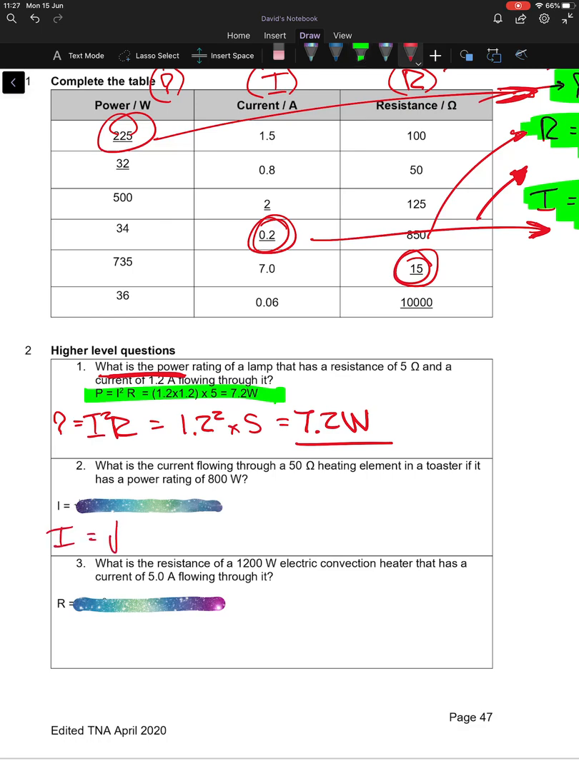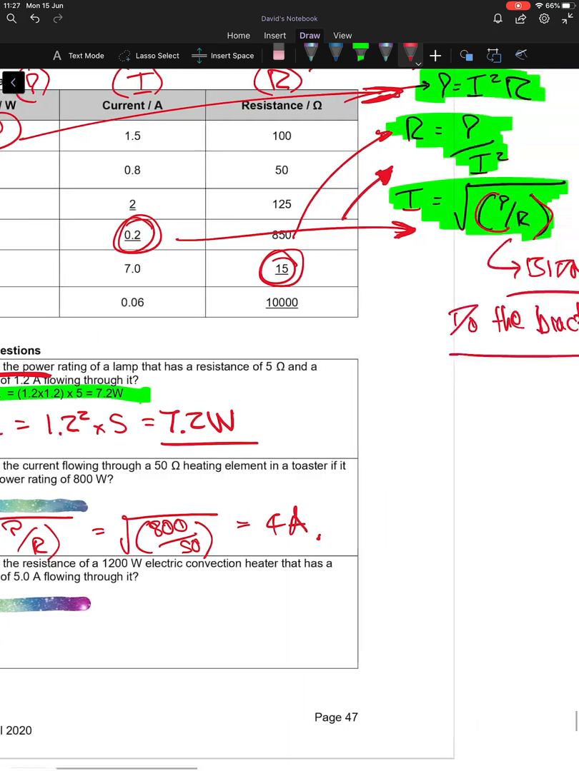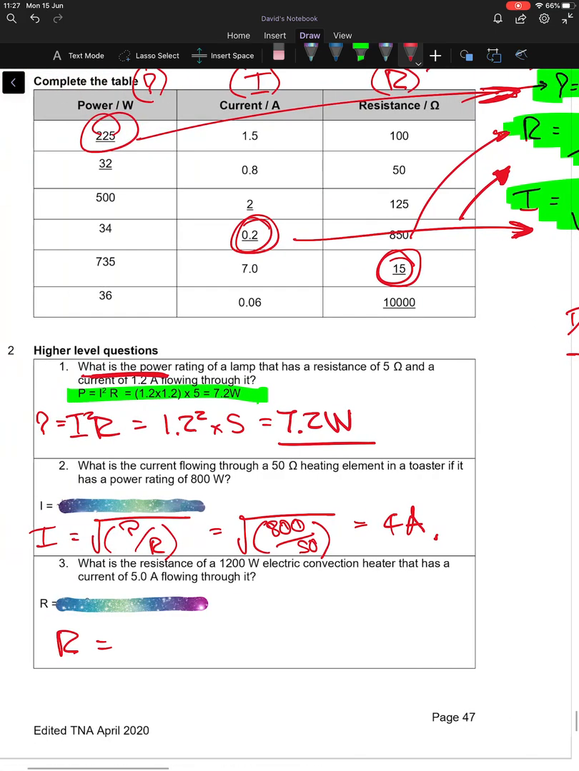I, what does I equal? So look back at those equations at the top. I equals the square root of P over R. If you put it in a bracket, that means you have the square root of 800 divided by 50. Should give you 4 amps.